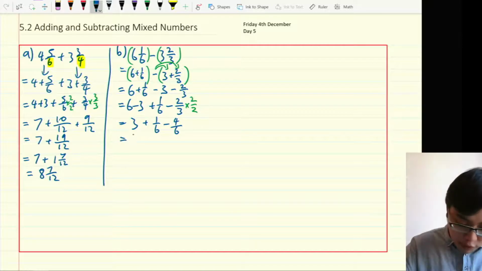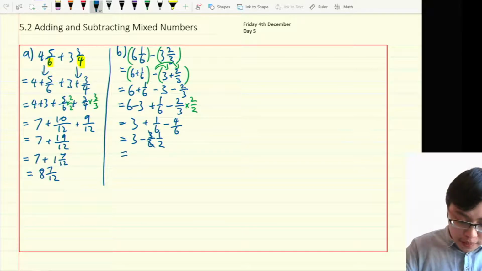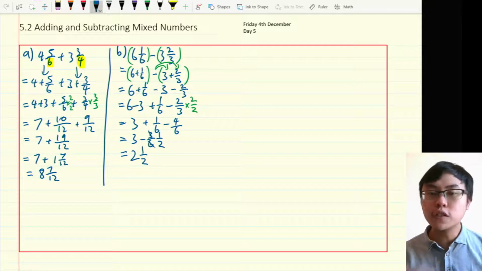So it is going to be 3 minus 3 over 6, which simplifies into a half. 3 minus a half is the same as 2 and a half. So this is one way of doing it.